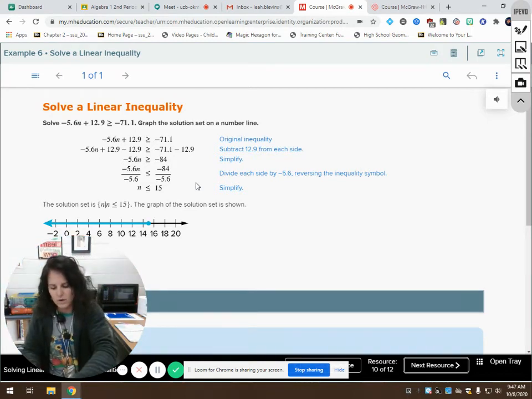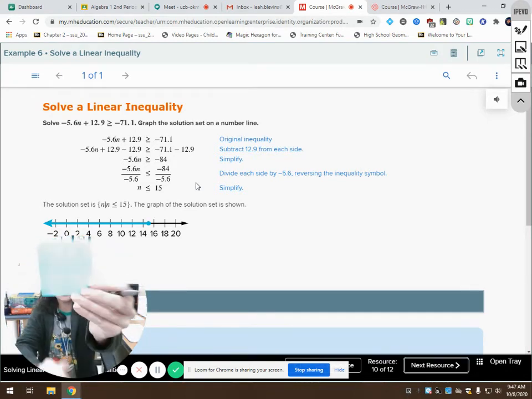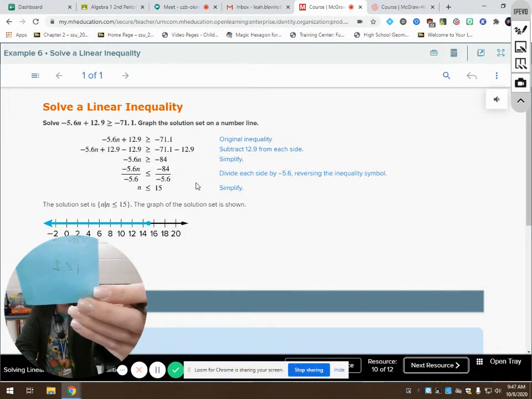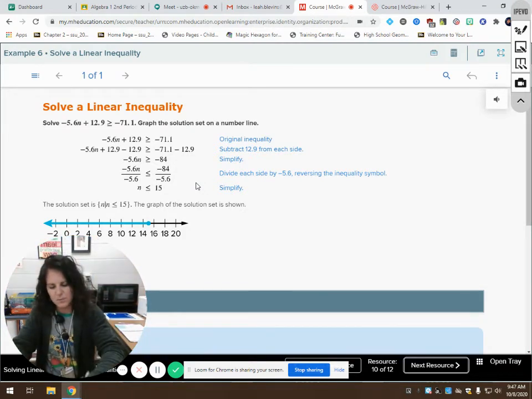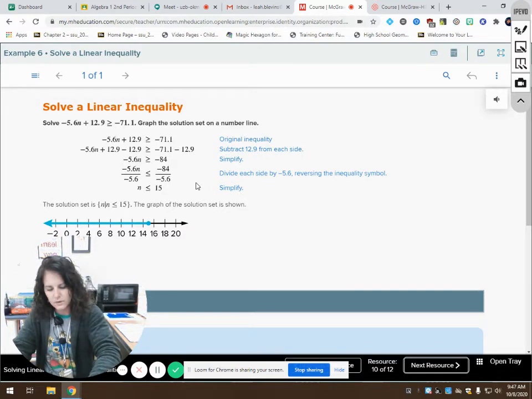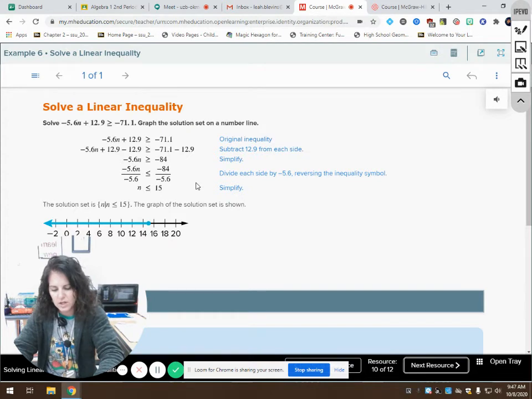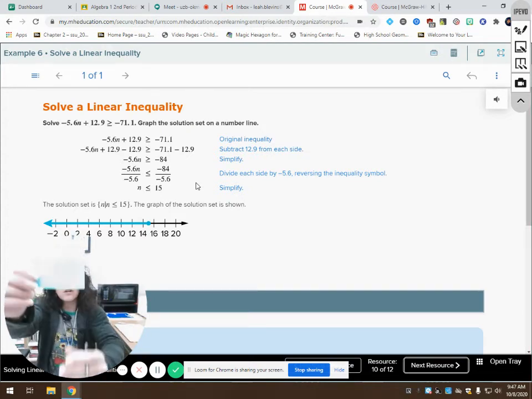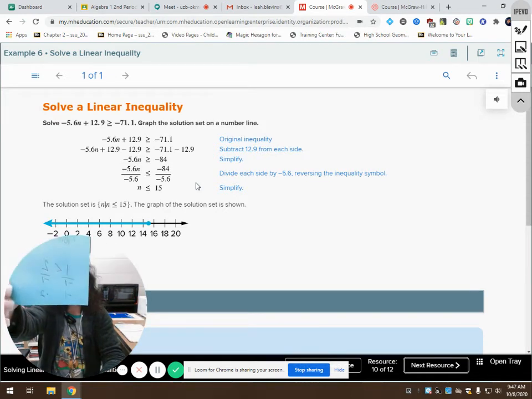2 is greater than 1, or 1 is less than 2. This is a true statement. Now, if I were to divide both sides of this by a negative 1, think about it now. So 1 divided by negative 1 is negative 1. 2 divided by negative 1 is negative 2. Now, which one is my bigger number? The negative 2, or the negative 1? Negative 1 is a bigger number.